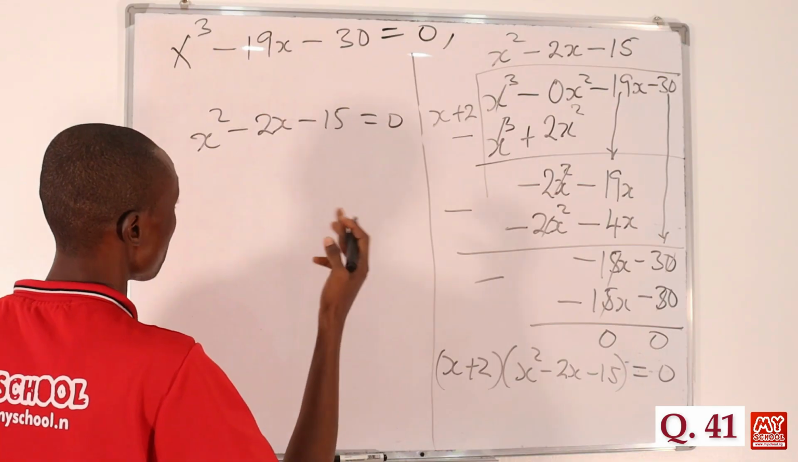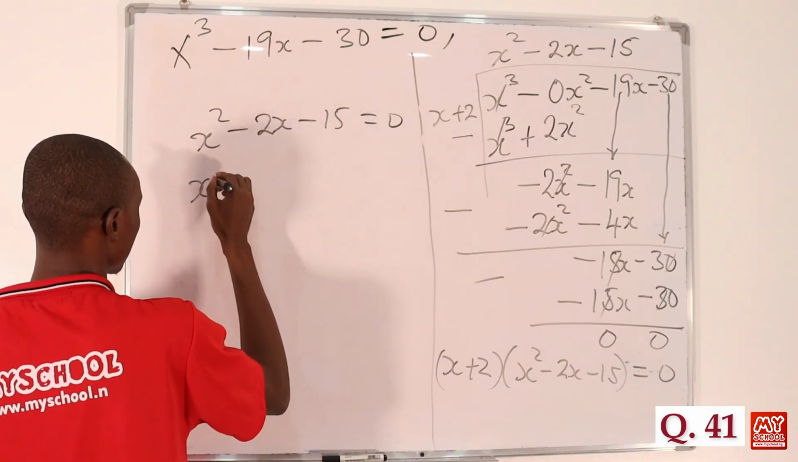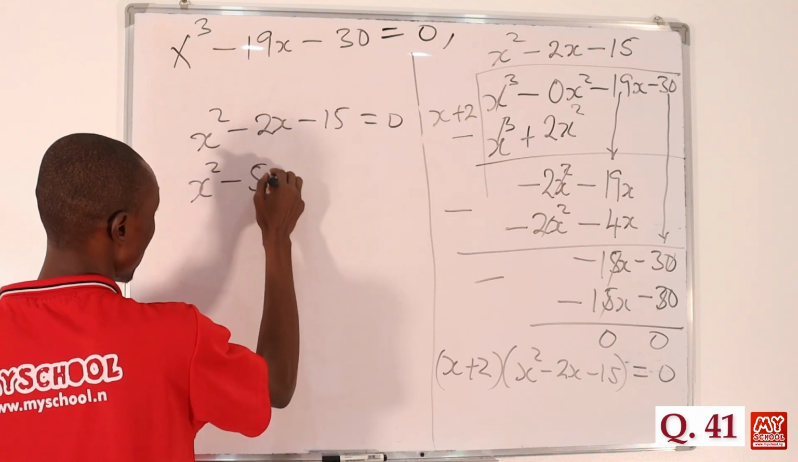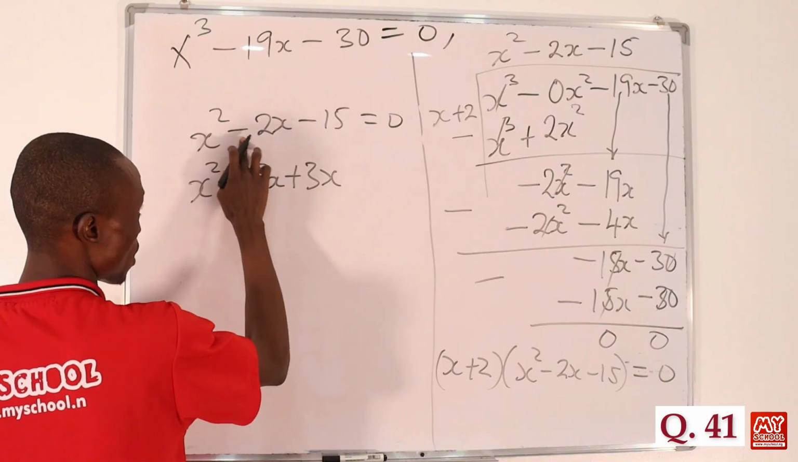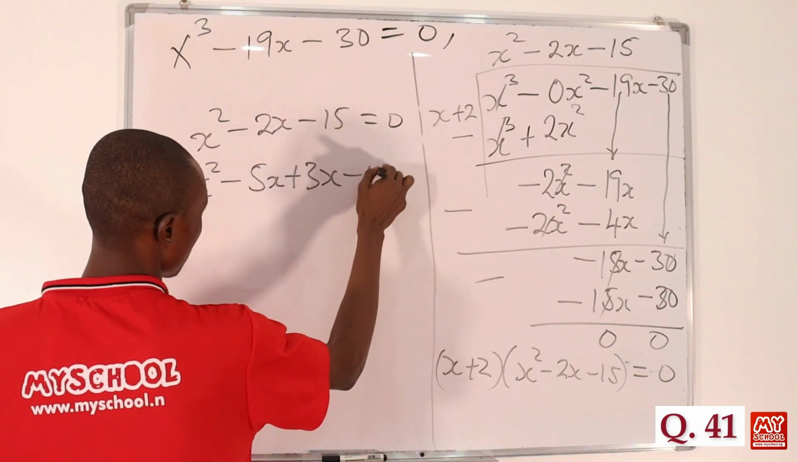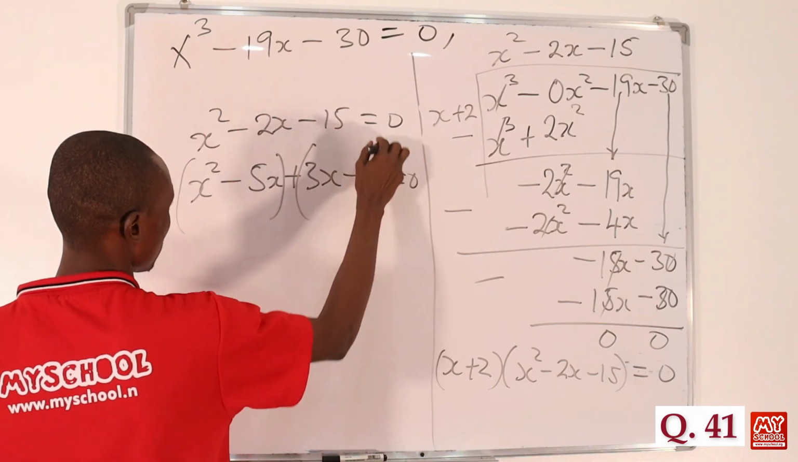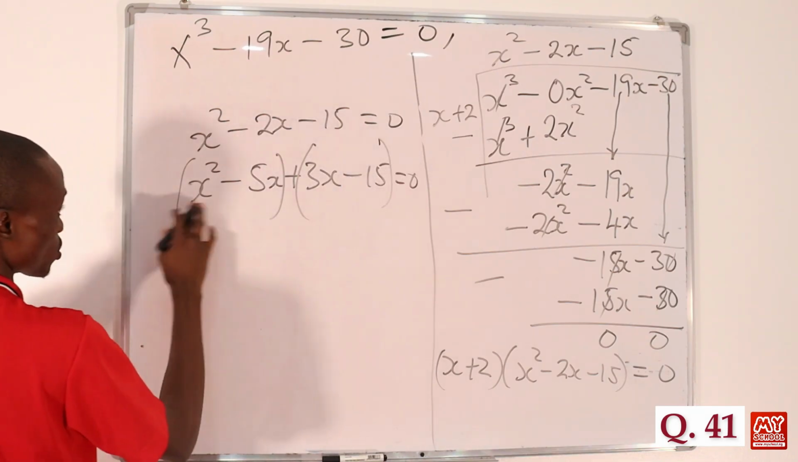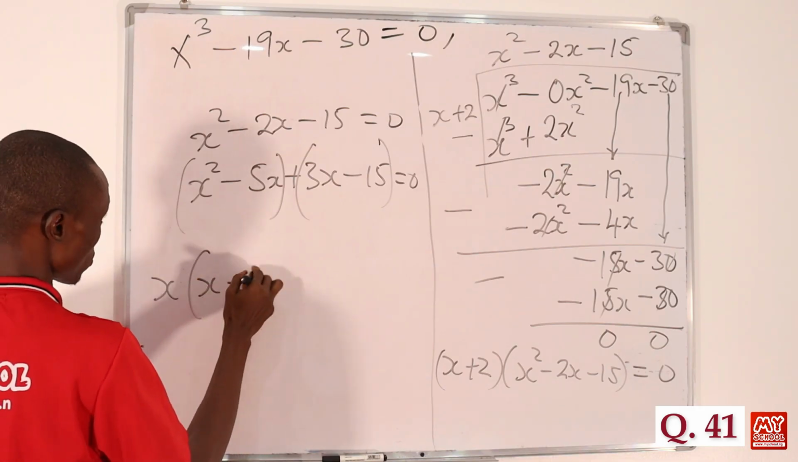And that is minus 5x plus 3x. So we can rewrite this to be equal to x squared minus 5x, then plus 3x, right? Because if I add these two, I'm going to be having minus 2x, then minus 15. So we can now factorize, put these two in bracket and put these two also in bracket. So what is common here is x. So bring that x out. So this will be x minus 5.